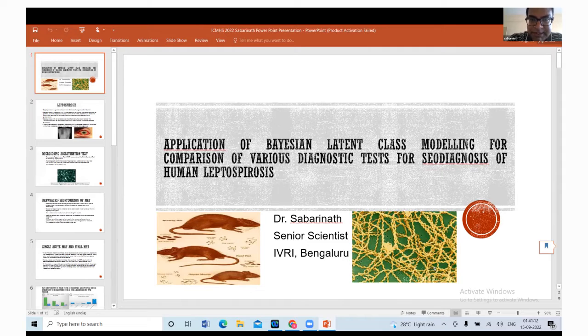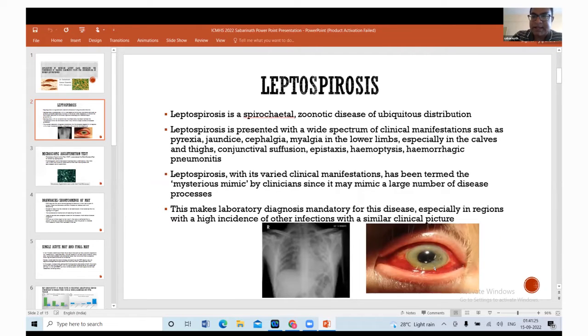Today I am going to present my research topic titled Application of Bayesian Latent Class Modeling for Comparison of Various Diagnostic Tests for Zero Diagnosis of Human Leptospirosis. As we all know, leptospirosis is a spirochetal zoonotic disease, and the main clinical manifestations associated with leptospirosis are pyrexia, jaundice, cephalgia, myalgia, conjunctival suffusions, epistaxis, hemoptysis, and hemorrhagic pneumonitis.